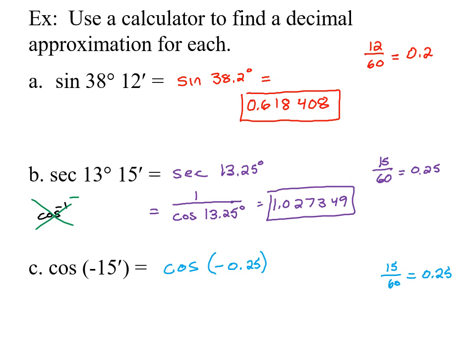Just cosine of 0.25, but you have to have a negative on it. I have to do the 0.25 and then hit the negative sign. And you'll get something really close to 1. You'll get 0.99999, something like that, depending on how many decimal places you go out to.